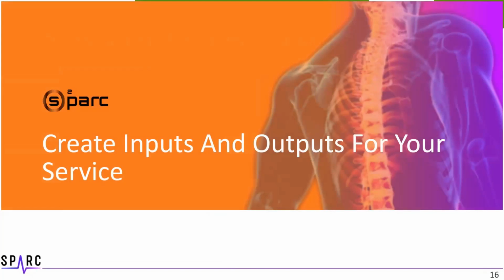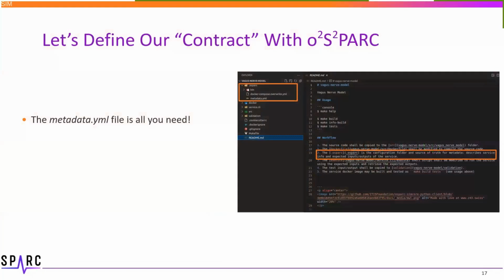So good, we have our, let's say, virtual machine that we built with Docker files. So how do we define inputs and outputs for the service? Now we look at the second step in the workflow. We look into the .o²SPARC folder where we have a metadata.yaml file. This is basically what defines the contract between your code and o²SPARC so that we are sure that everything is compatible.